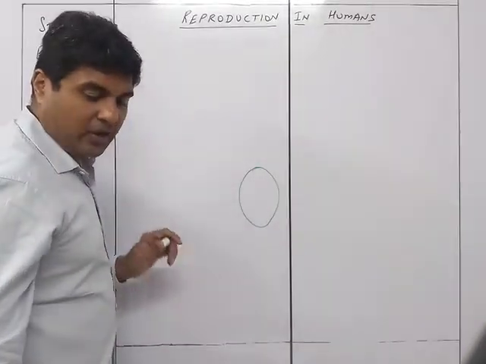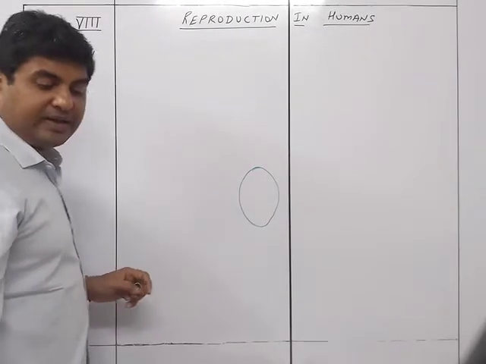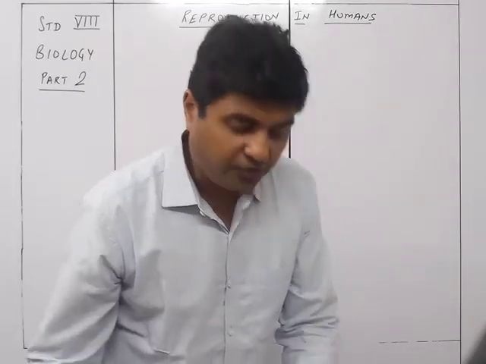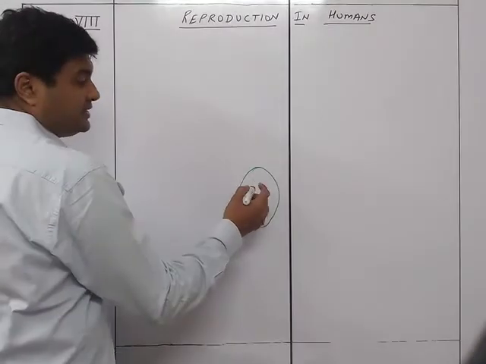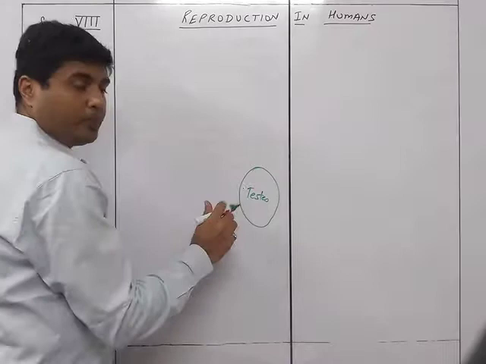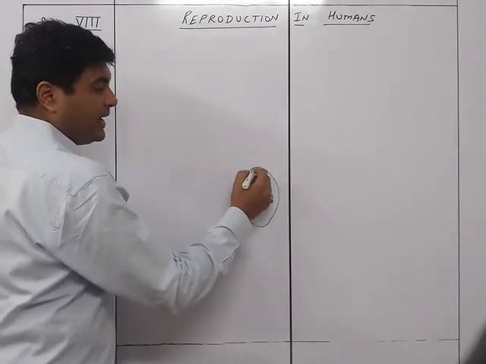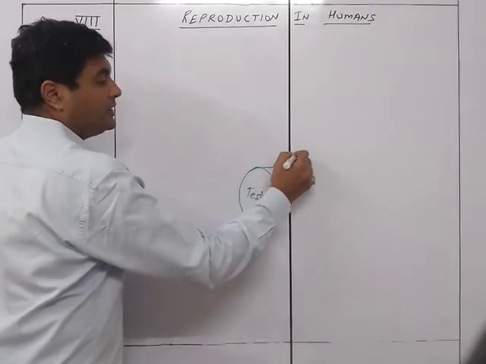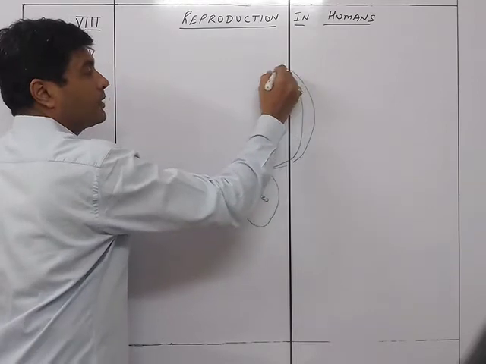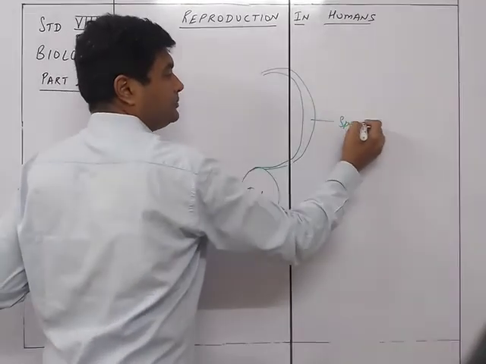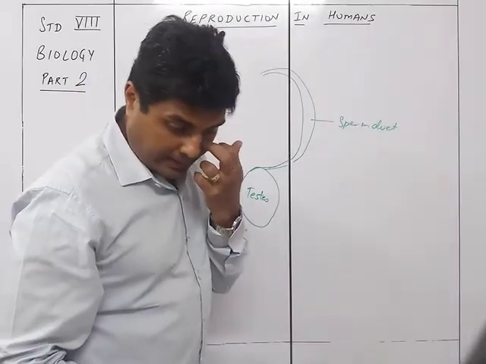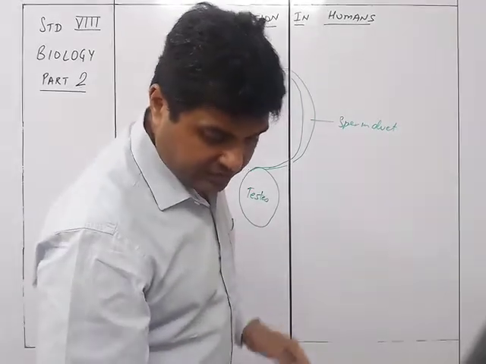I'll follow that figure only. So these are the testes. The testes are the ones which are going to produce the sperm. The sperm is produced over here, and then the testes allow the sperm to travel through a tube. This tube is called the sperm duct.